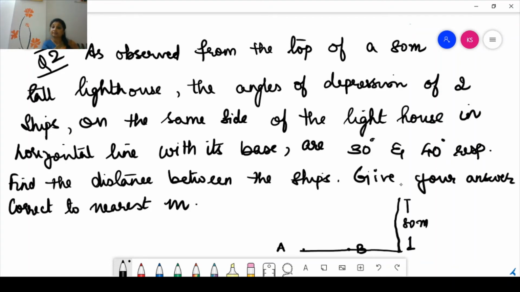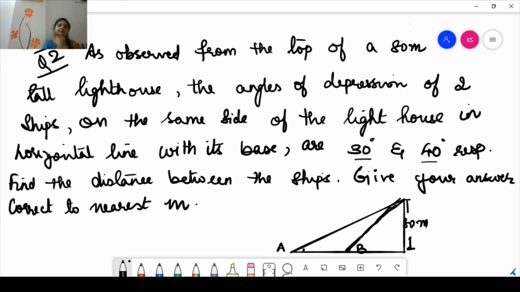The angles of depression, meaning from the top of the lighthouse, when you look down at the ships, the line of sight makes an angle of depression of 40 and 30 respectively. Okay, 30 and 40 respectively. Now let's understand how to mark the angles of depression. Now 30 will be for what and 40 will be for what?